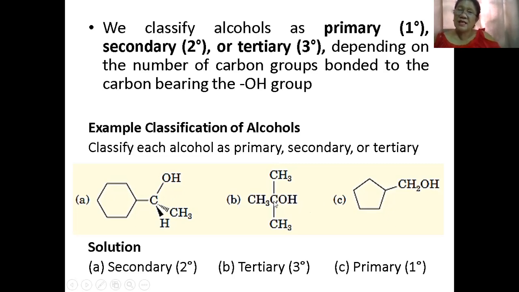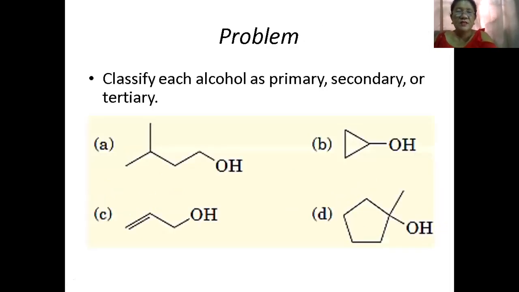In tertiary, what happens? Your OH is on carbon 1, carbon 2, and it is complete with the OH, the CH3, and the substituent attached here. Therefore, this is tertiary. That is the difference between primary, secondary, and tertiary carbon. So here, you're going to answer this as an assignment.